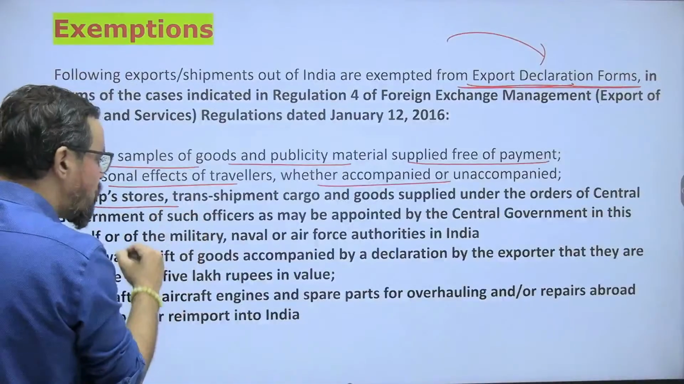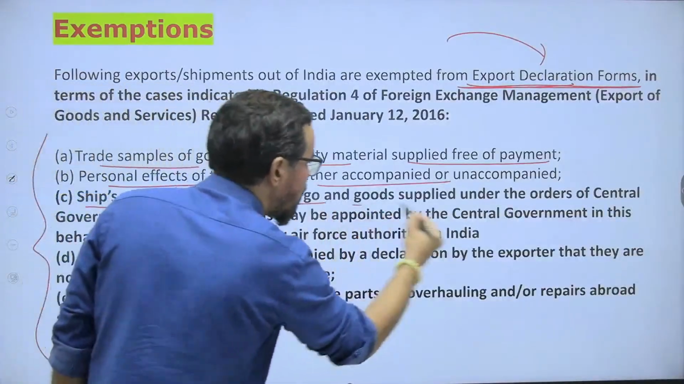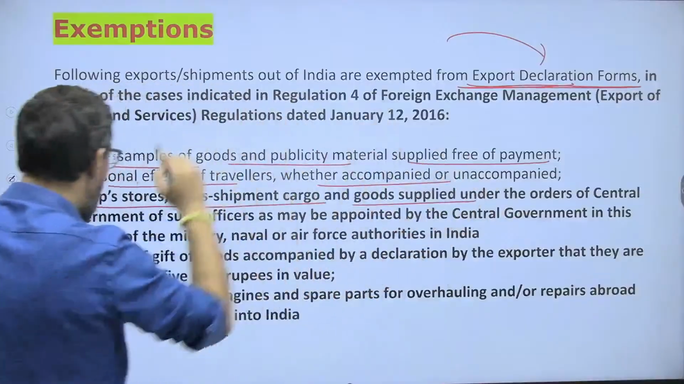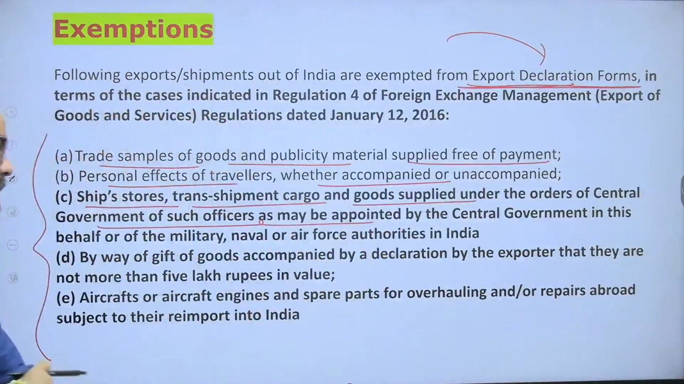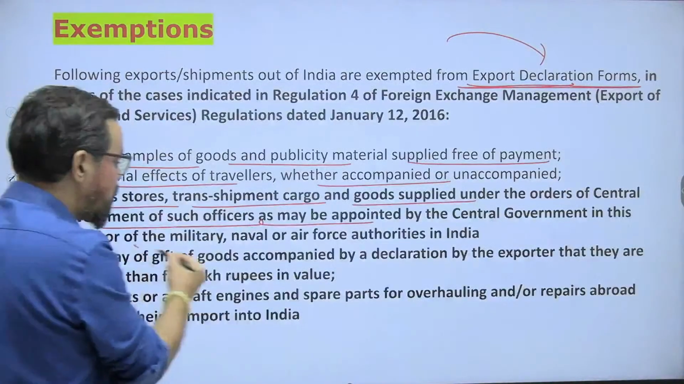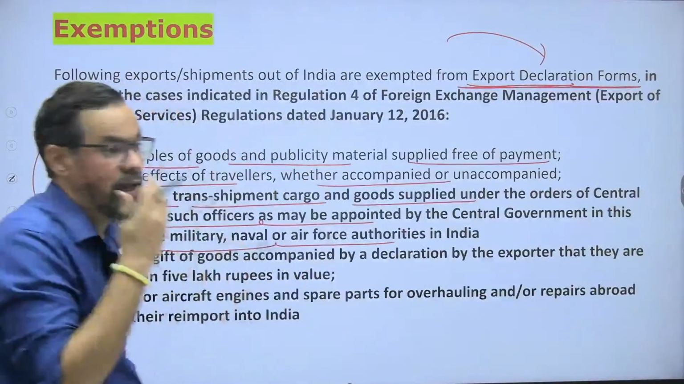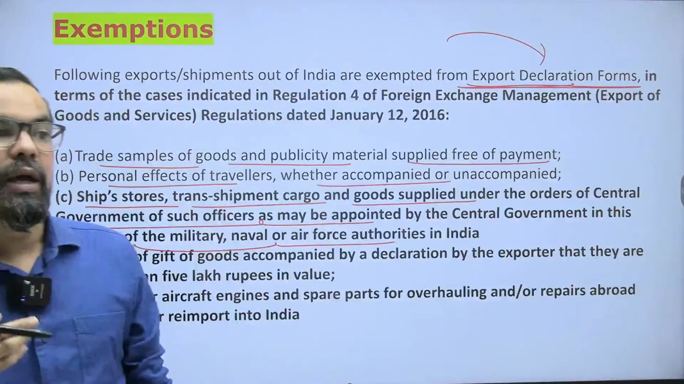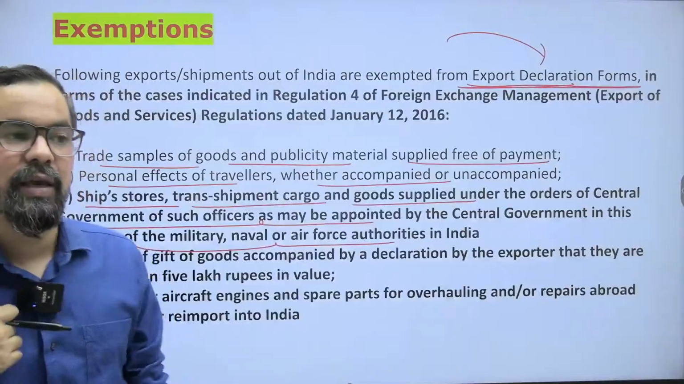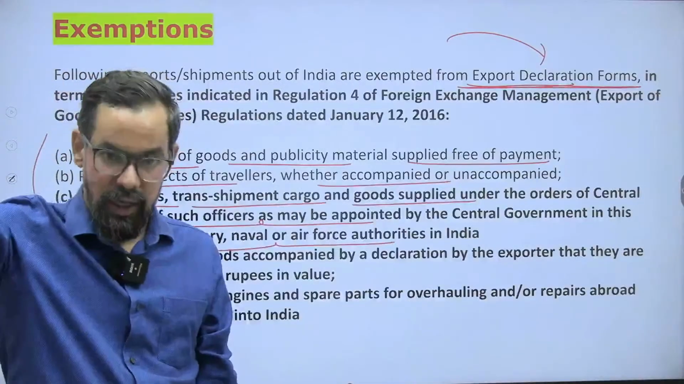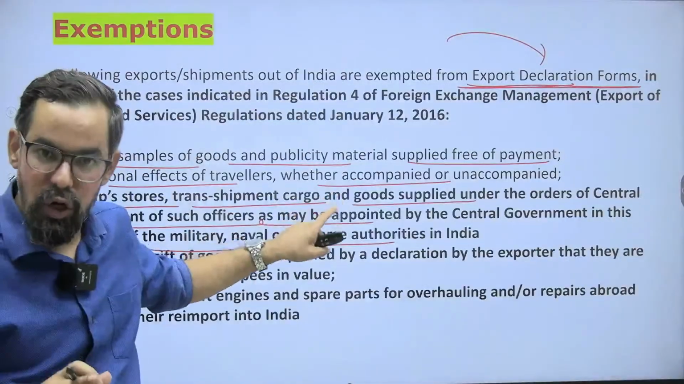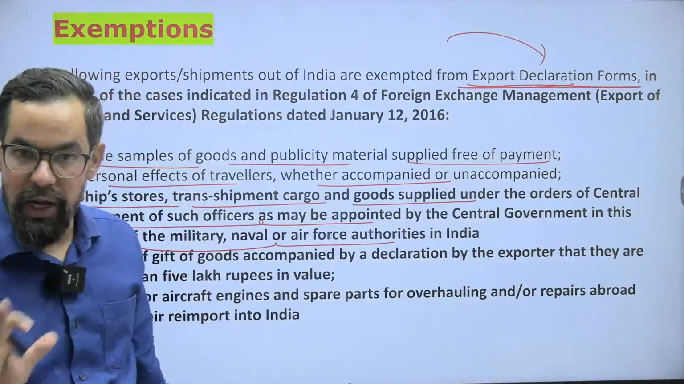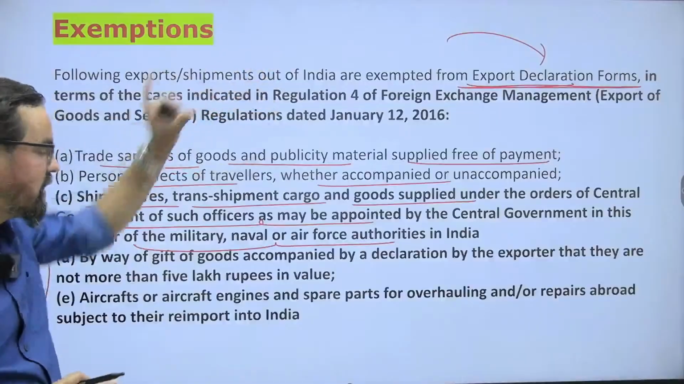Ship stores, transshipment cargoes, and goods shipped under the order of the central government, such as officers as may be appointed by the central government on behalf of the military, naval or others. So sometimes we do some sort of charity, let's say we provided some aid to other countries, so that order is passed by the central government. In that case also we do not require this EDF.